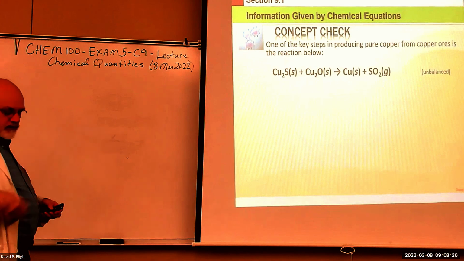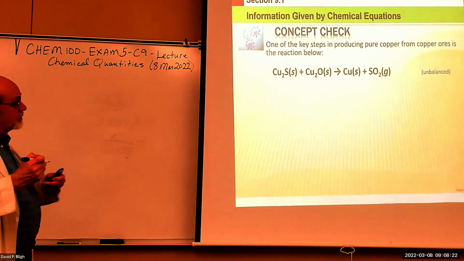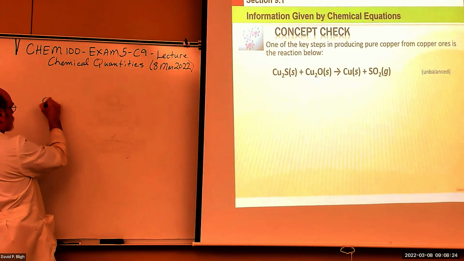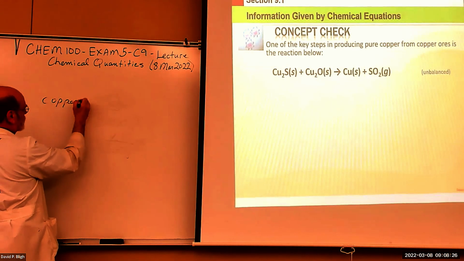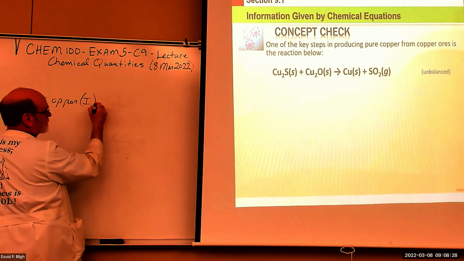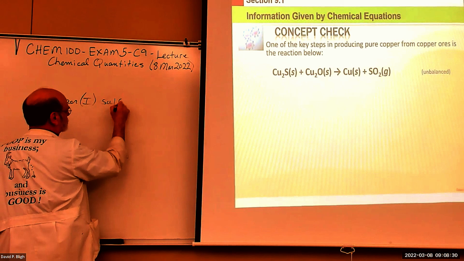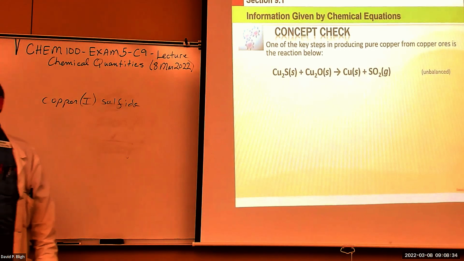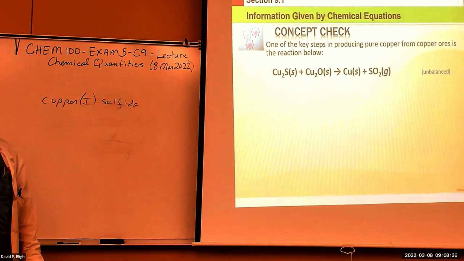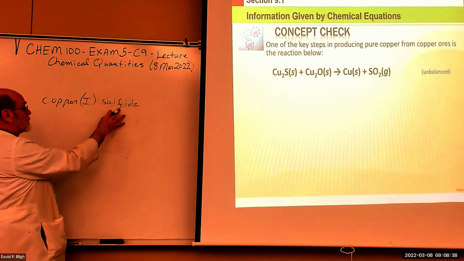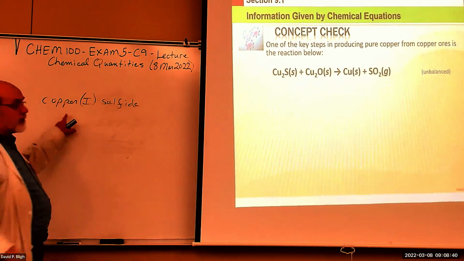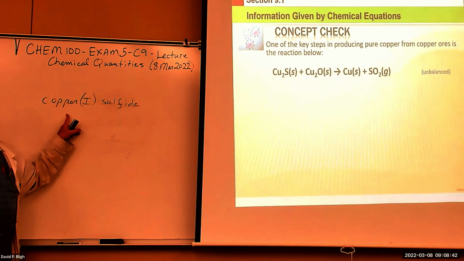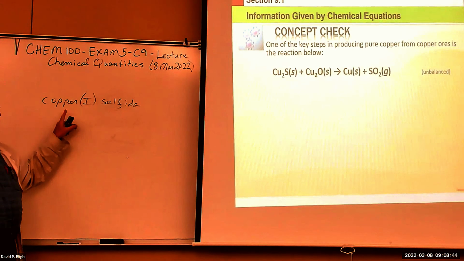If we put names to them, which we should do for practice purposes, this would be copper(I) sulfide. Why do I know that? Because sulfur is -2. It's a chalcogen, just like oxygen. -2, and we've got 2 coppers, so the coppers have to be +1 each to balance.